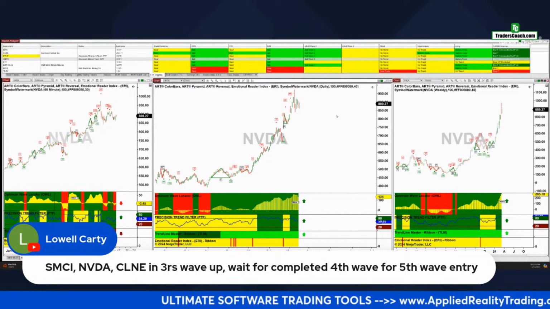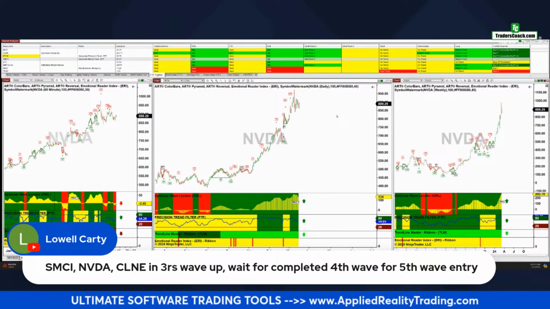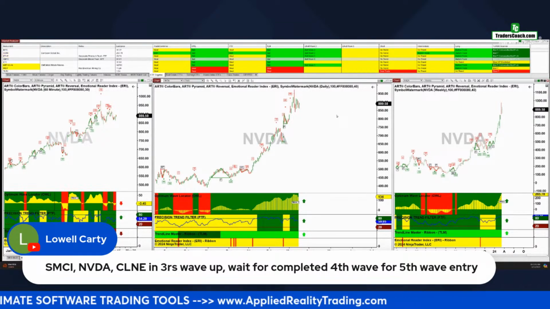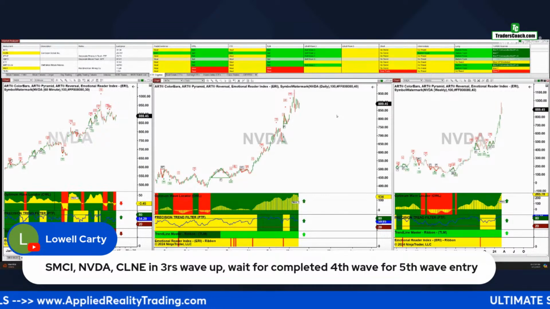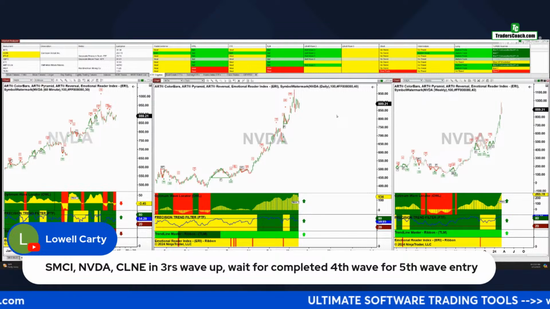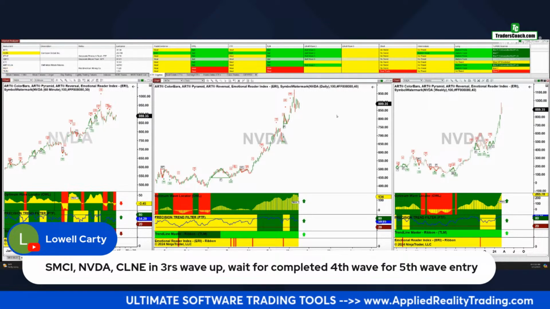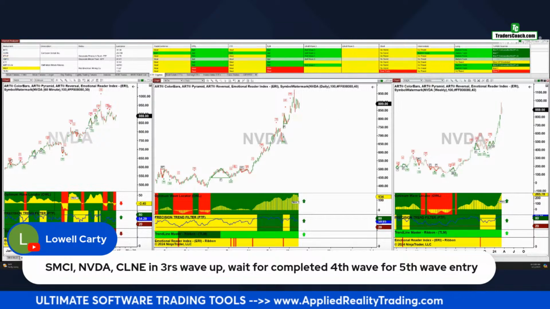We're at 889, but then that's it. And then it's time to get out, and you would have to get ready for a wave 4 correction on the daily chart. So that could be a possibility, but you'd probably be better off sitting on the sidelines, wait for the next correction, and then get in and ride the next big move up.